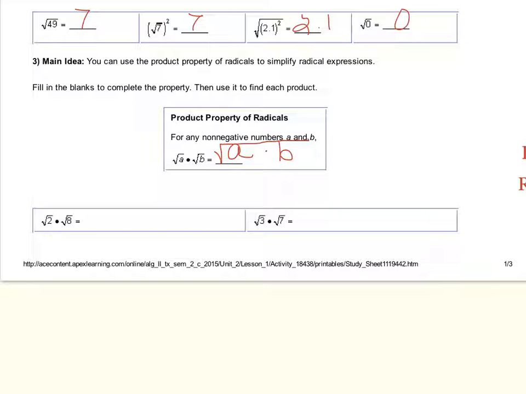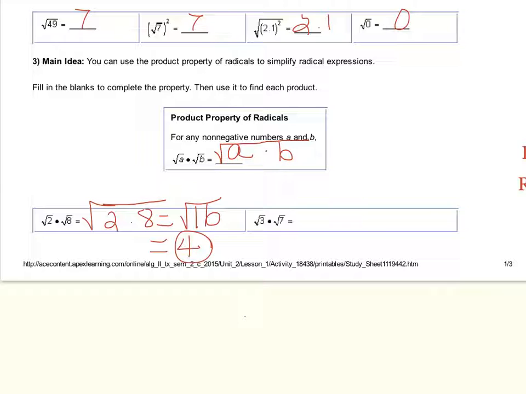So right here on your next example, it says the square root of 2 times the square root of 8. That is going to be the square root of 2 times 8, which happens to be the square root of 16, because 2 times 8 is 16. And 16 is a perfect square. So your answer in this case is just going to be 4.